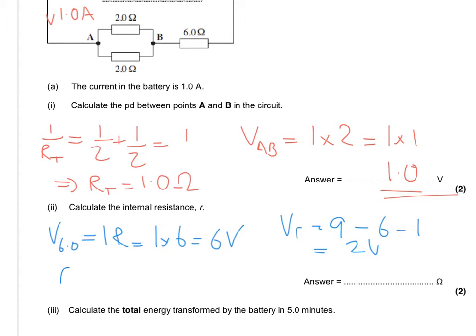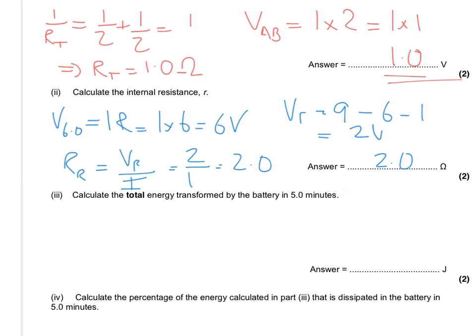So if we want to know the resistance of R, we're going to need the potential difference across R divided by the current, which would be 2 divided by 1, which gives you 2.0. So you're going to get 2.0 ohms as your internal resistance there. Again, just using Ohm's law, as is often the case for these electricity questions.